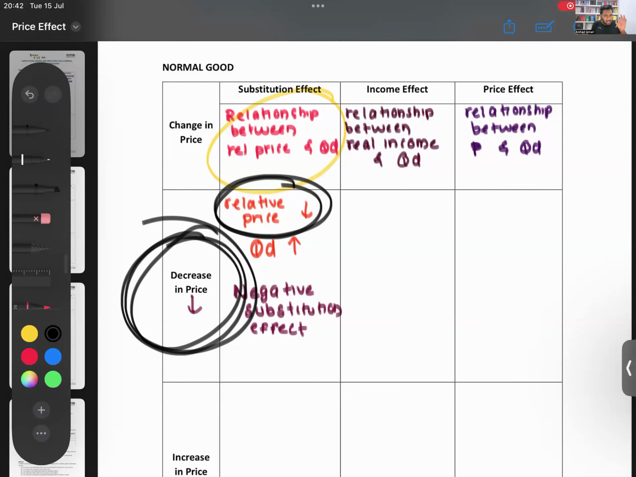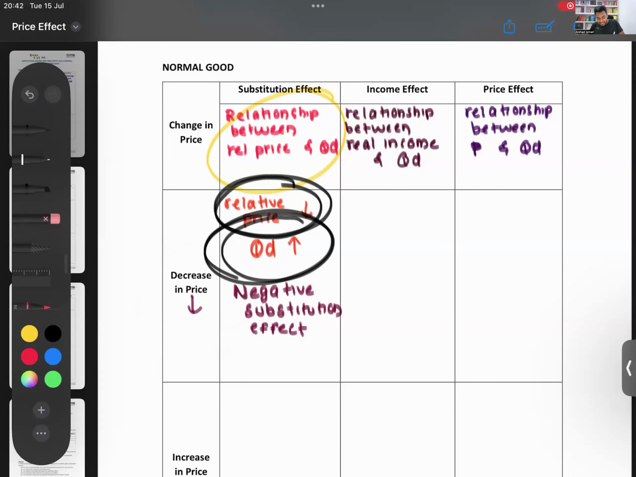So when your good is relatively cheaper, what happens? Now people will come to buy your good. As a result, quantity demanded increases. Then how do we figure out the substitution effect? To figure out whether the substitution effect is positive or negative, you look at the relationship between relative price and QD. Relative price is coming down, QD is going up. The variables are going in opposite directions. That means there is a negative substitution effect. That's the first point.